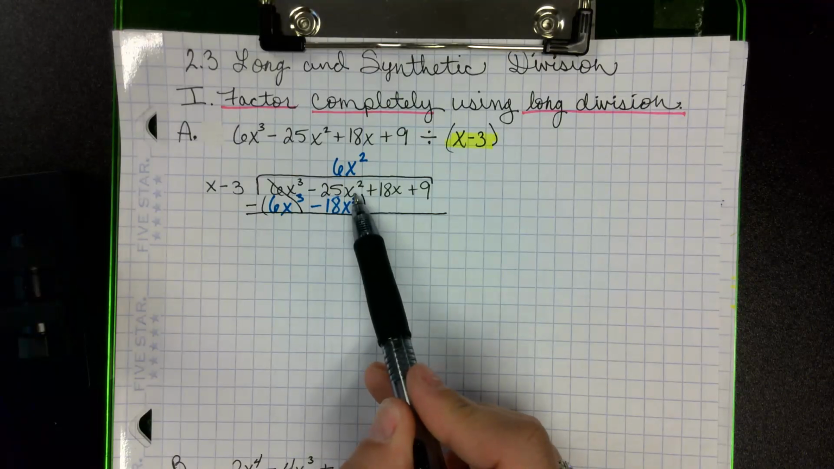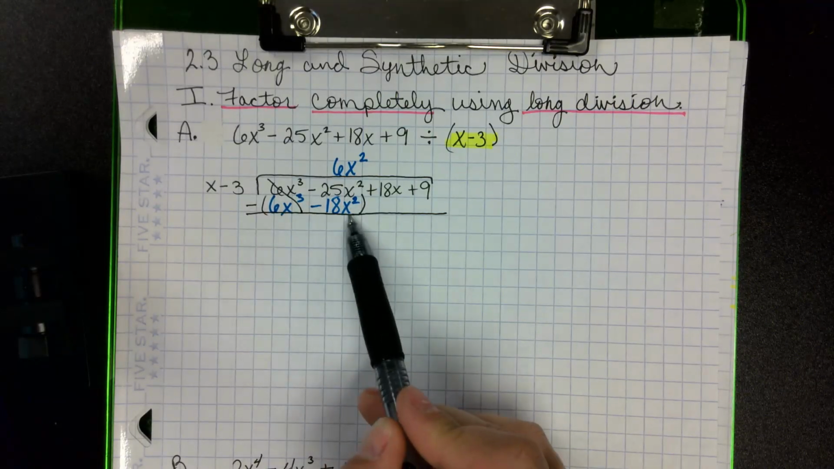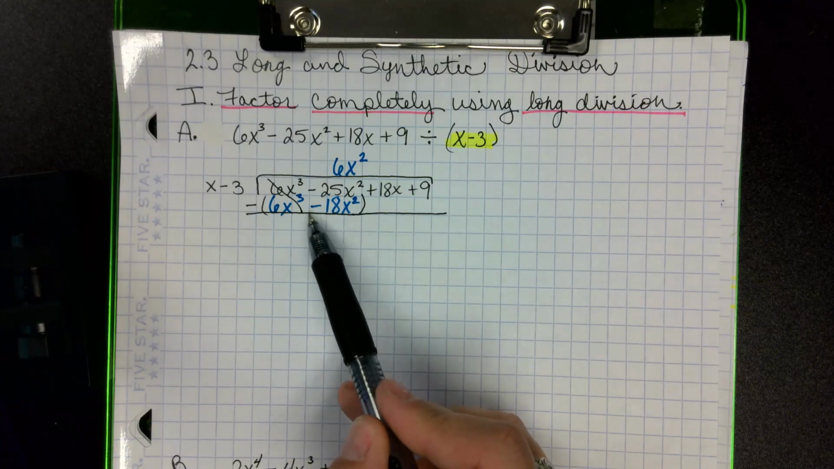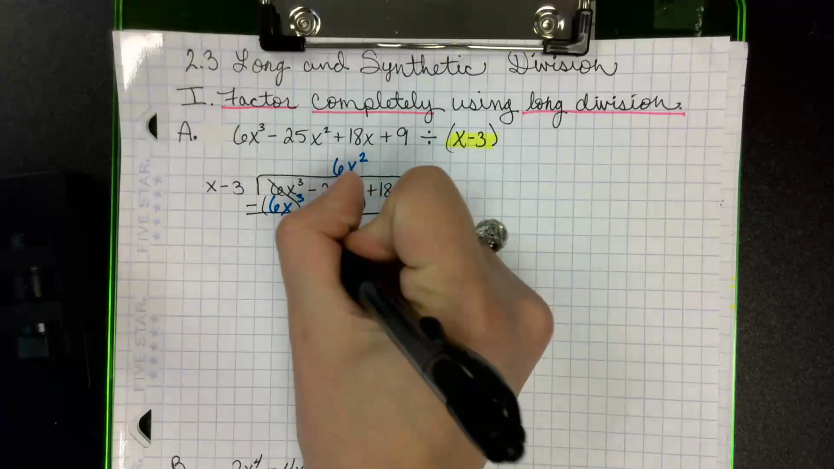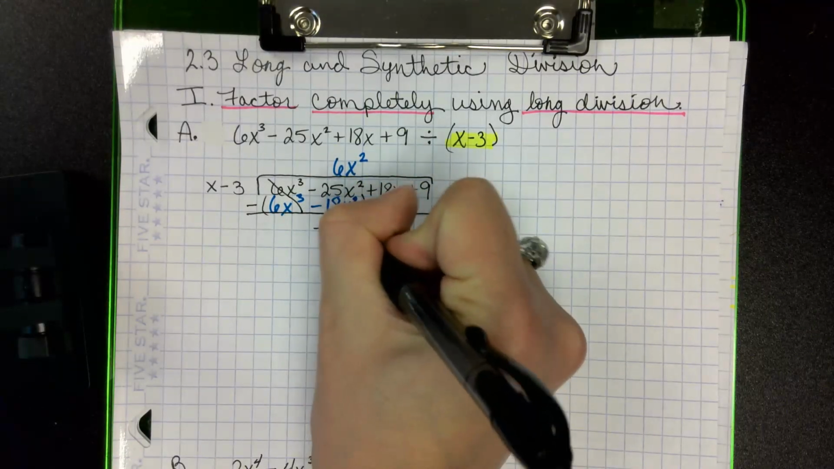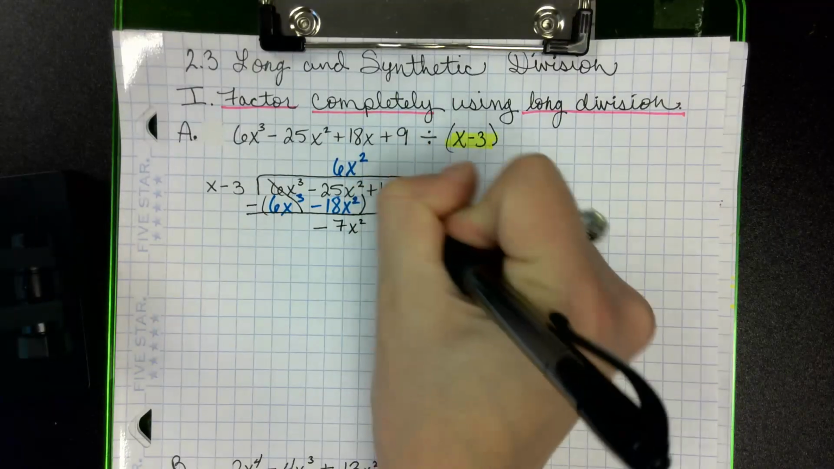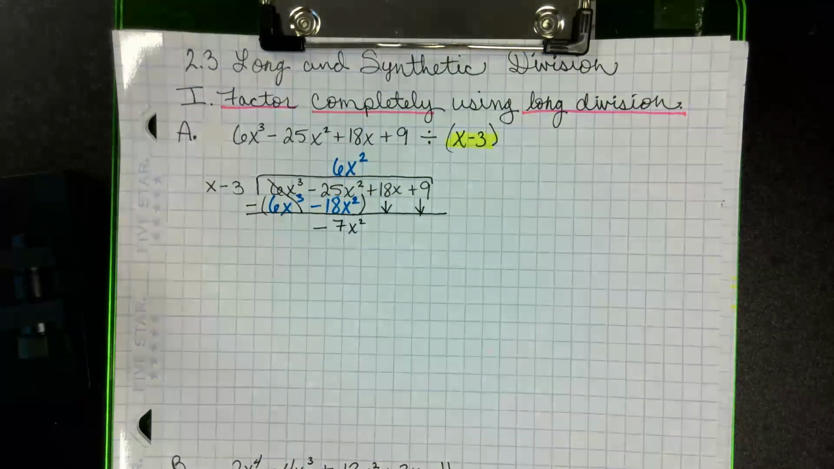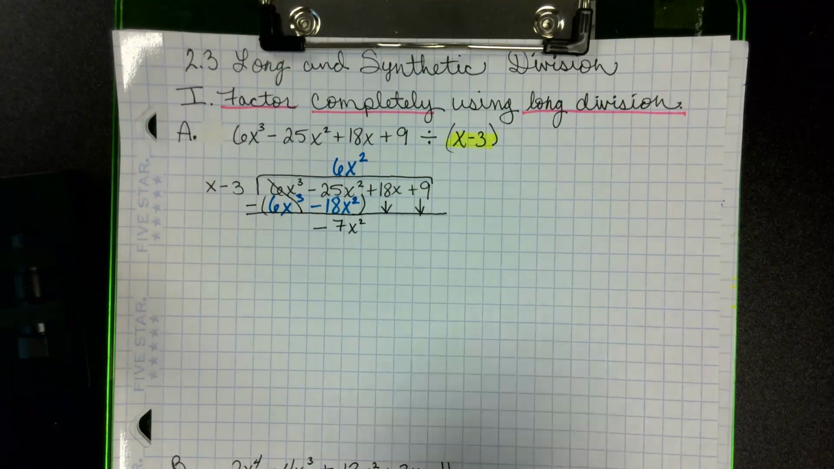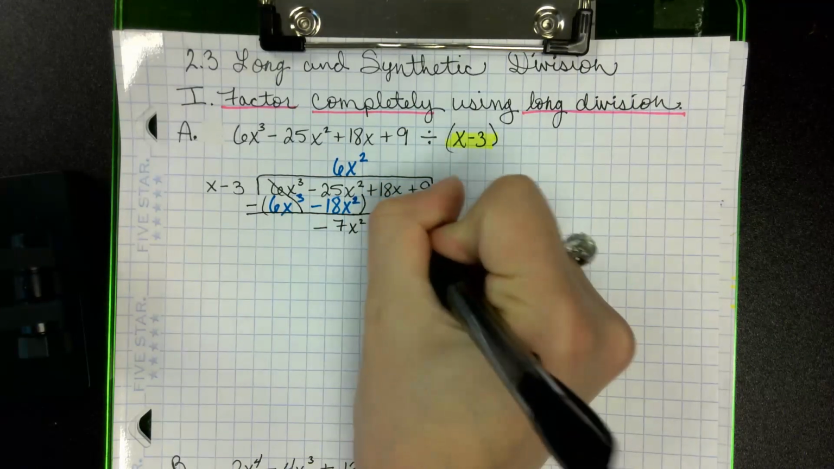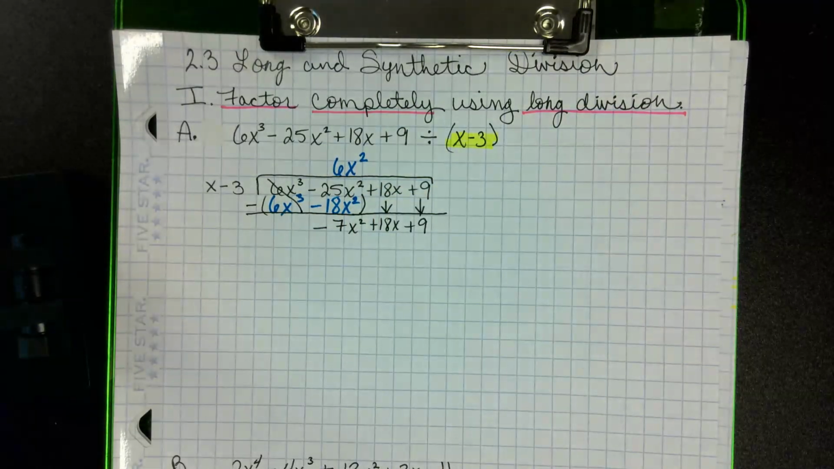Negative 25x squared minus negative 18x squared. So it's negative 25 plus 18. So it's going to give me negative 7. And those are x squareds. And then bring down anything else that you haven't worked with yet. So I'm going to bring down the plus 18x plus 9. And then I start my whole process over again.